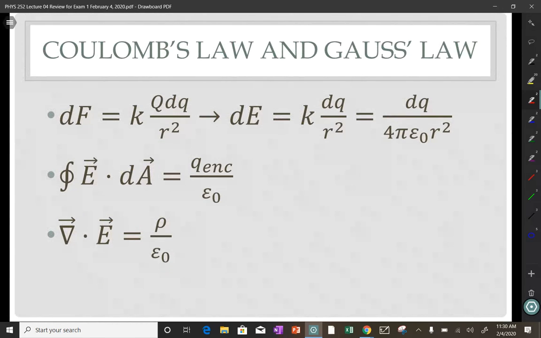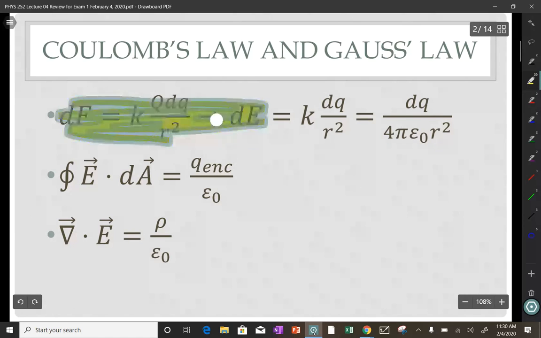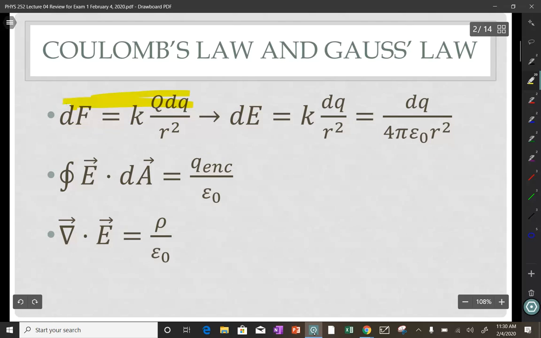We have done, what's the name of this equation here? This equation here. That is the equation for Coulomb's law. KQ dQ over R squared is dF. Now, I did not write this as a vector equation. It is a vector equation. There's a direction to the force.